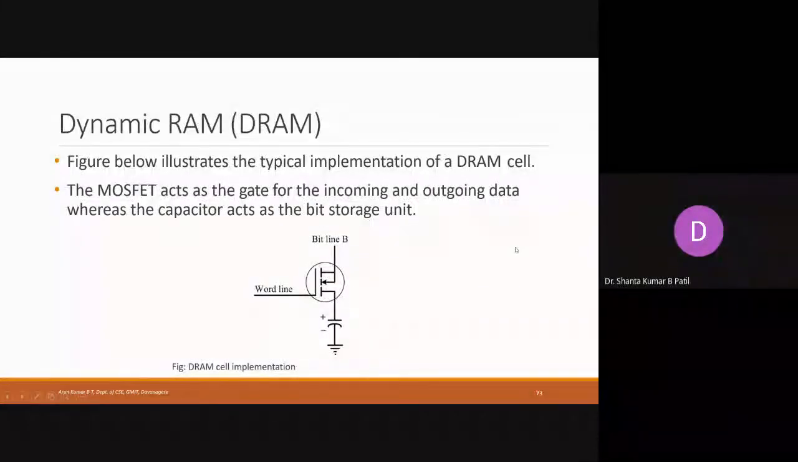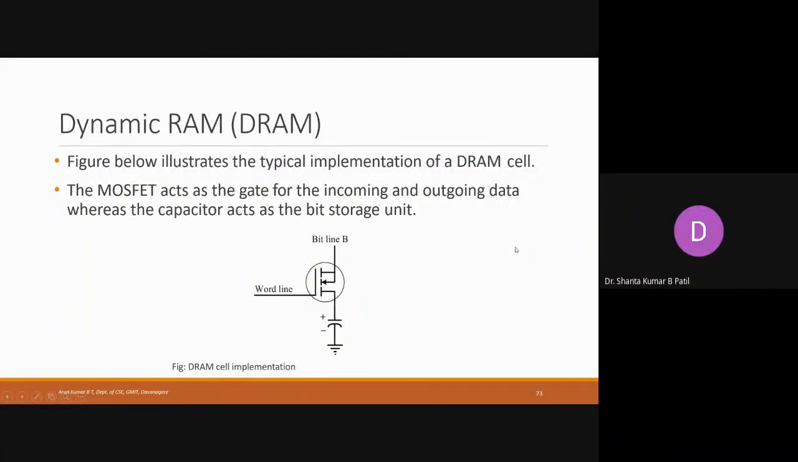So that's what the dynamic RAM is. If there is no refresh circuit, even though the power is there, there is a chance of losing the data. The level of the voltage changing with respect to time is what is called a dynamic RAM.